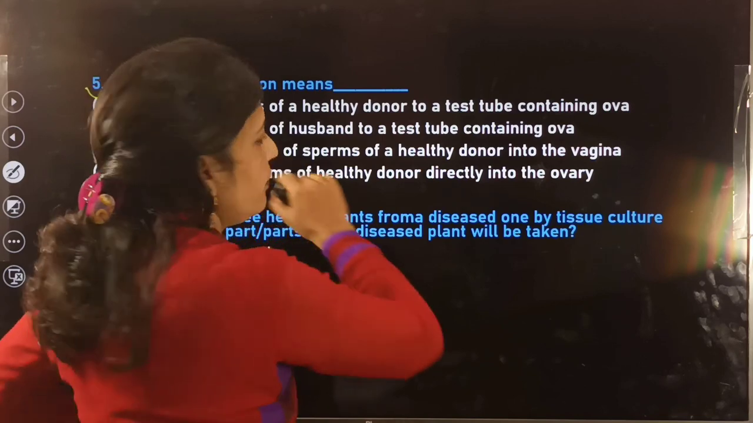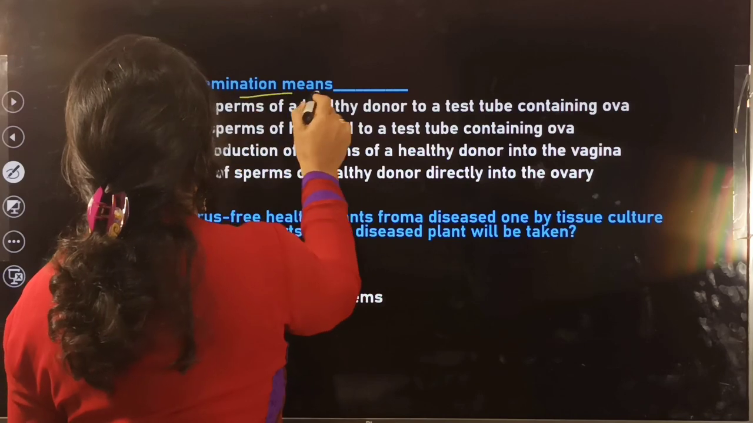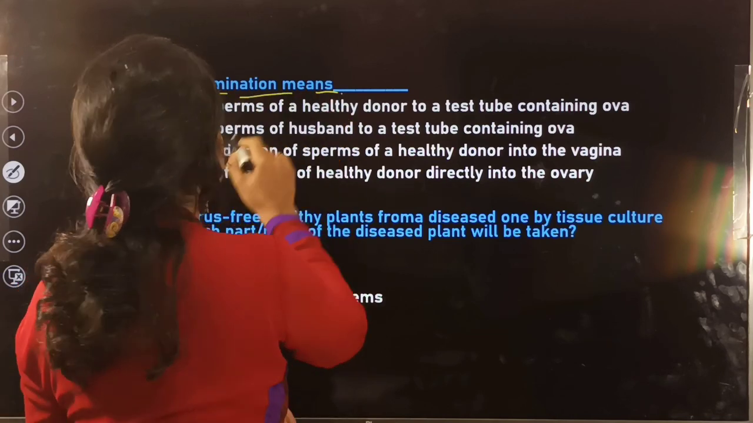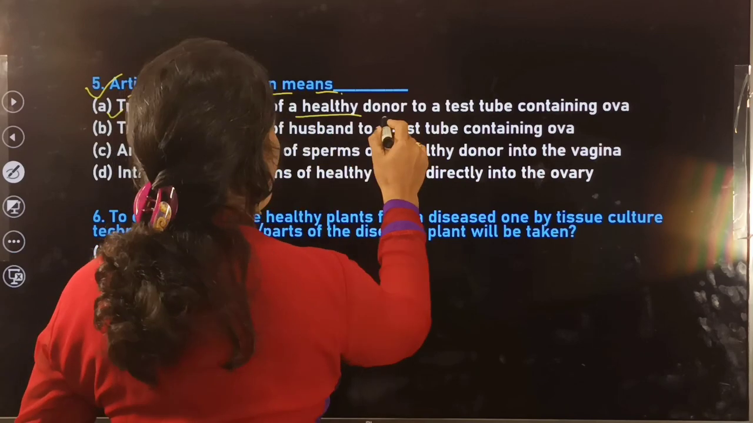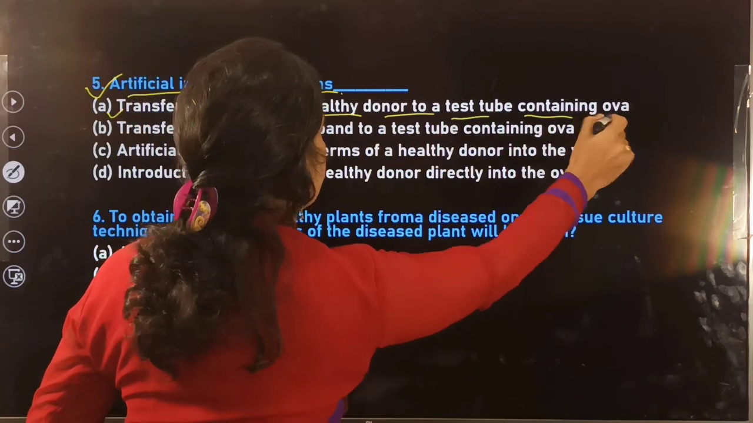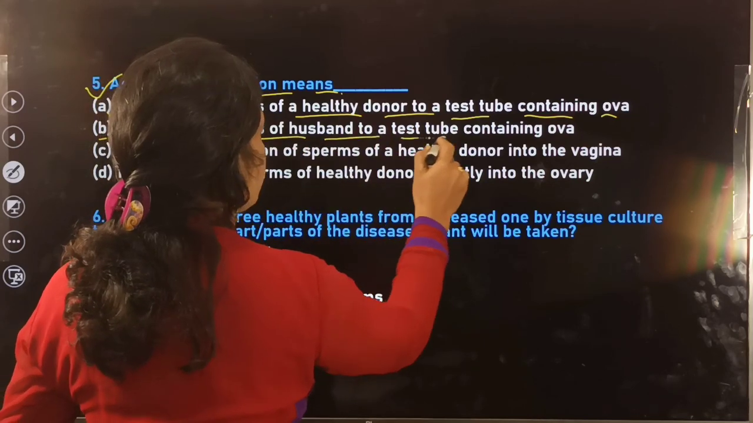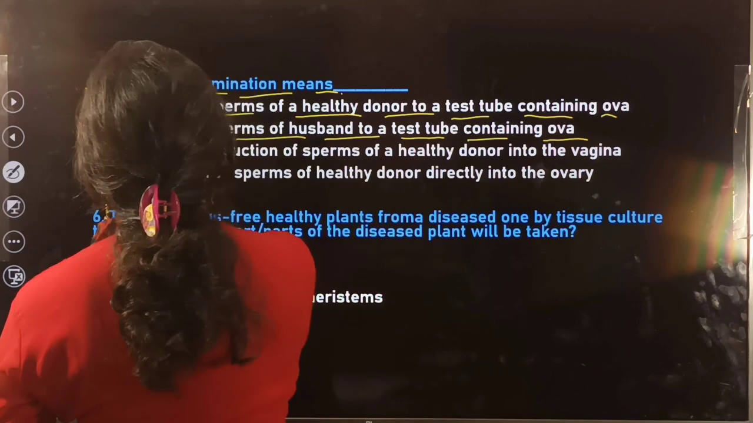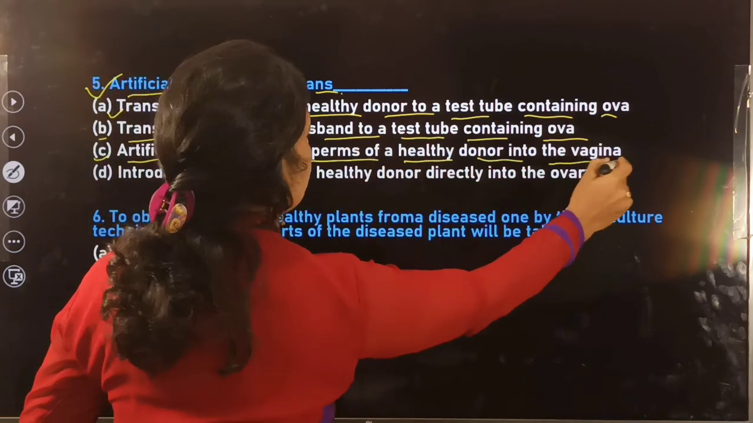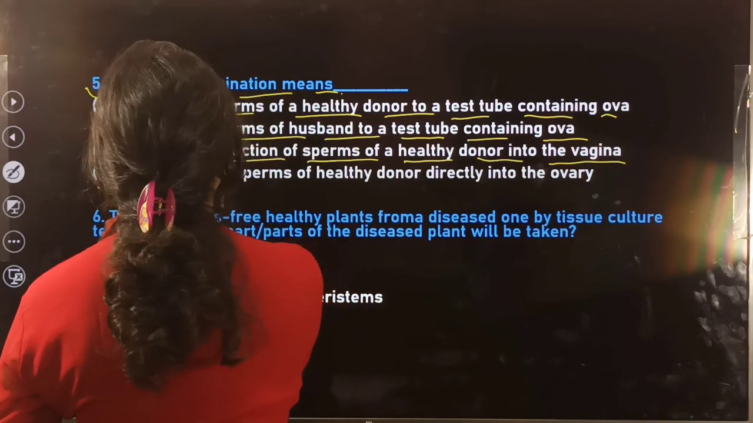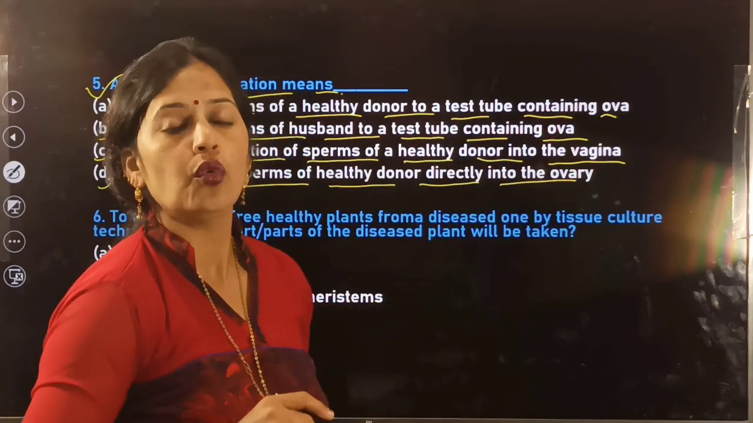Next is your question number 5, and your question number 5 is, artificial insemination means. Options are: A, transfer of sperms of healthy donor to test tube containing ova. B, transfer of sperms of husband to a test tube containing ova. C, artificial introduction of sperms of a healthy donor into the vagina. And D is introduction of sperms of the healthy donor directly into the ovary.